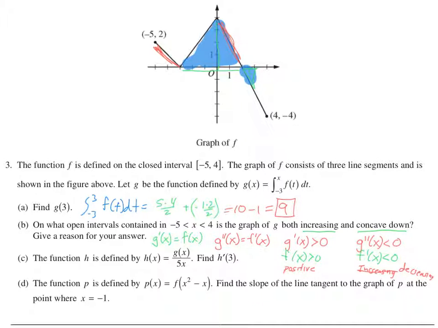So my answer for this one, I've got to put it above here, would be two open intervals. You could do it in two different notations. I'm going to just say from -5 to -3. Does that look right?